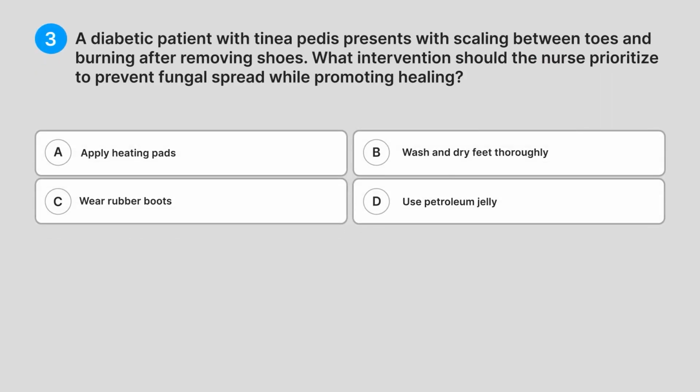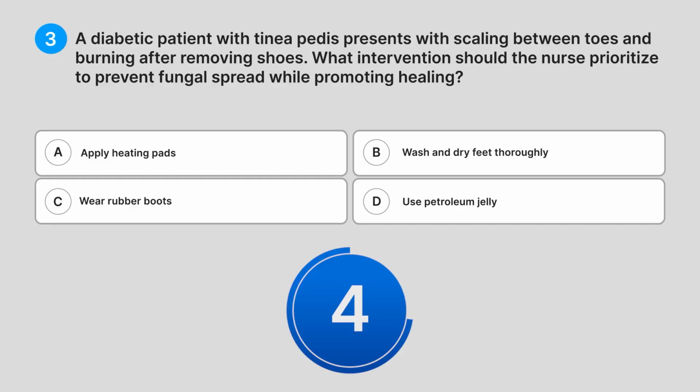3. A diabetic patient with tinea pedis presents with scaling between toes and burning after removing shoes. What intervention should the nurse prioritise to prevent fungal spread while promoting healing? A. Apply heating pads. B. Wash and dry feet thoroughly. C. Wear rubber boots. D. Use petroleum jelly. Can you guess the answer?